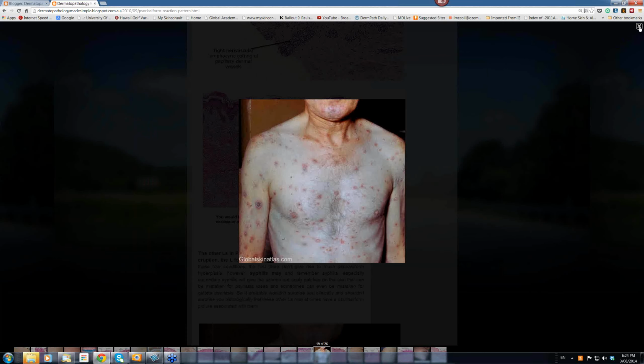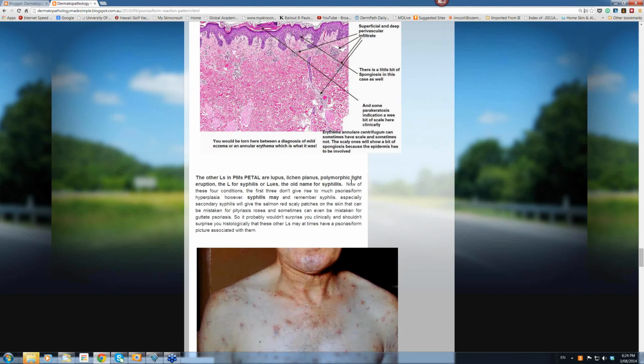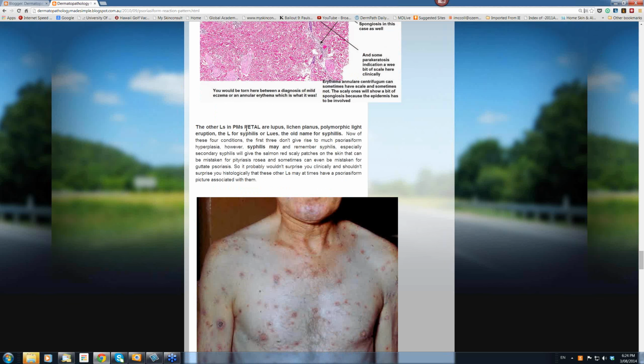Let's look at the next condition. So psoriasis, eczema, annular erythemas, L for lupus, lichen planus, light eruption, L for syphilis, or Lues, the old name for syphilis. With the first three there, lupus, lichen planus, polymorphic light eruption, they don't give much for psoriasiform hyperplasia. However, syphilis may well give a psoriasiform hyperplasia on a biopsy.